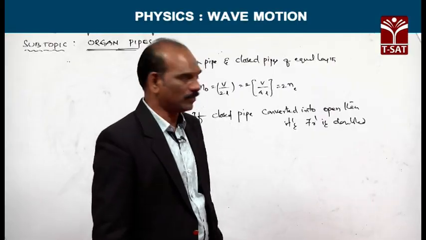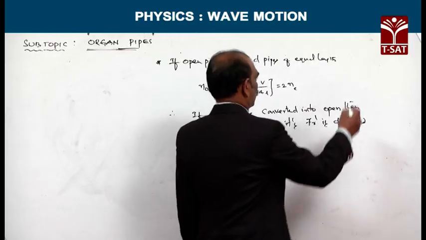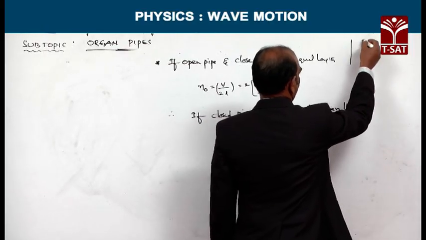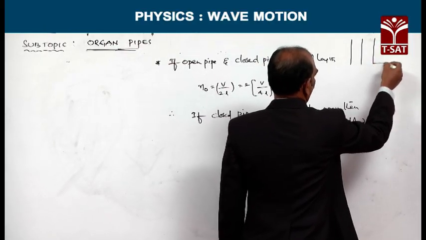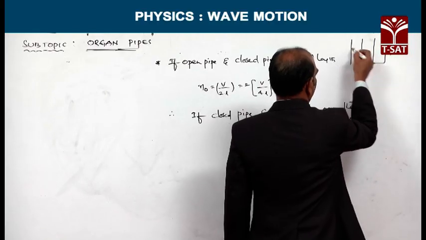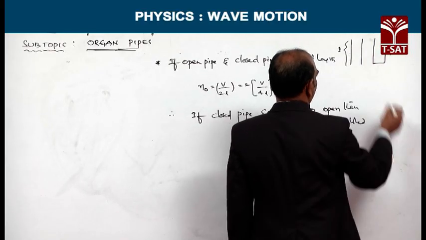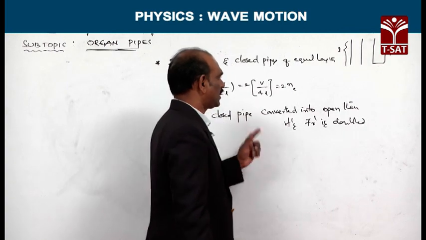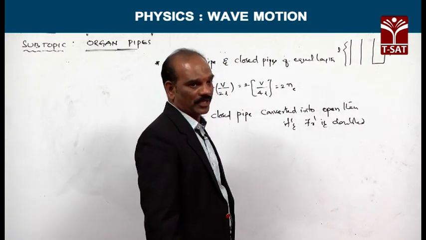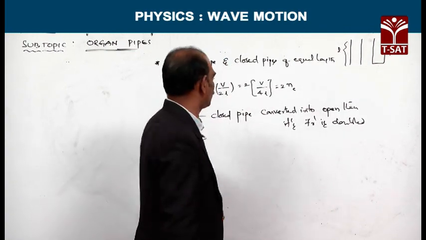So let us see one problem. There are two pipes. This is open pipe, this is closed pipe. Both of them have the same length. The length of open pipe is L, length of closed pipe is also L. Let us see, both are in the fundamental mode of vibration, how their frequencies are related to each other.